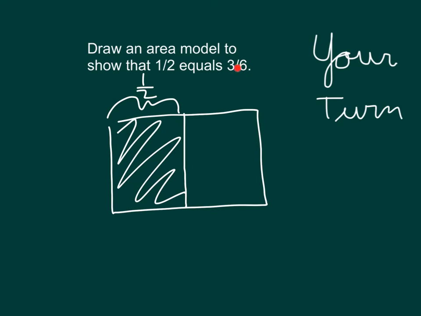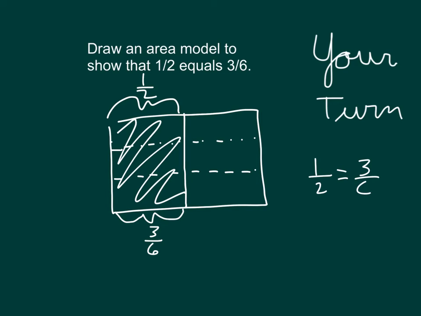How did we get to 6? How many parts do we need to divide this into? Well, we want to get to 6, and we're already at halves. So we draw 2 horizontal lines to get to 6. 1, 2, 3, 4, 5, 6. And how many sixths is 1/2 equal to? 1, 2, and 3. So after you drew your area model, did you write 1/2 equal 3/6?